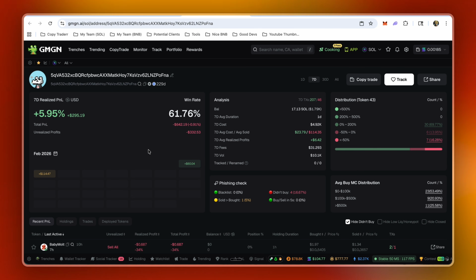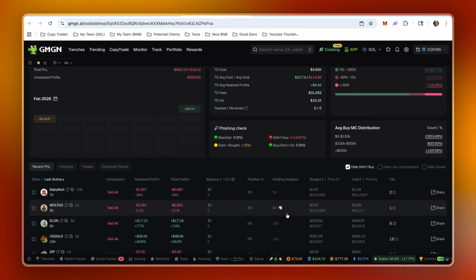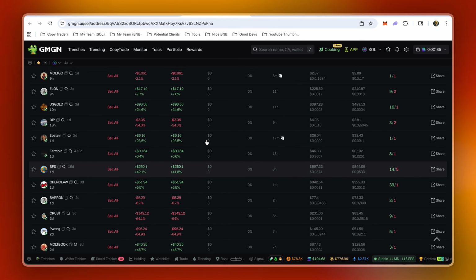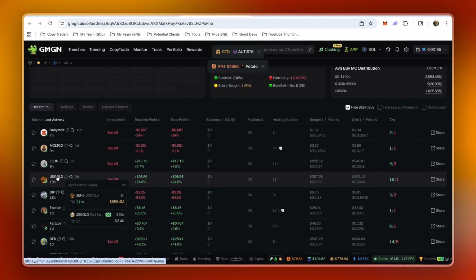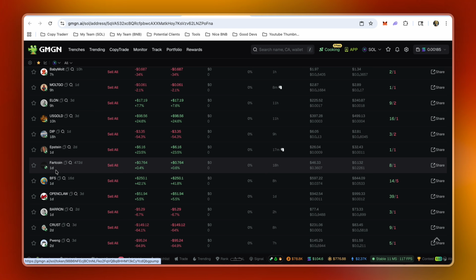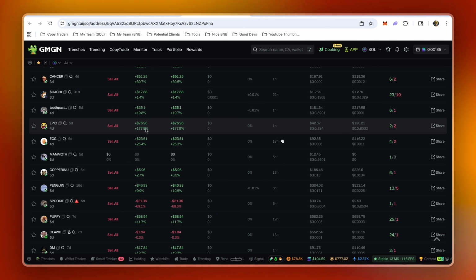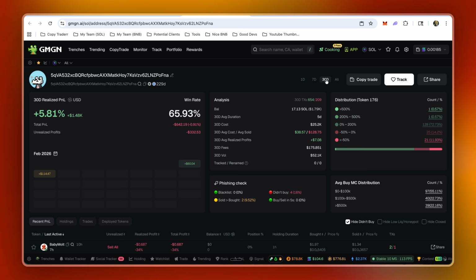What I'm looking for when I reach this page is a positive ROI, a win rate above 60. I'm looking for very long hold times. I'm looking for decent trading volume, not too slow, not too fast. In this case, 3 to 5 trades a day is perfect. I like, if I can, to see some big wins. And if everything looks good, I'll check the 30-day stat. I'll see how old the wallet is. And so far, I like what I see.